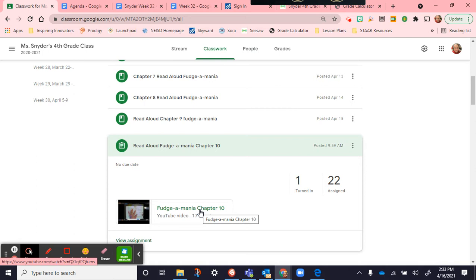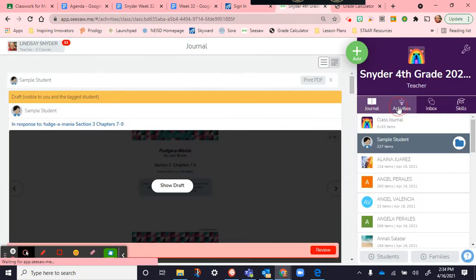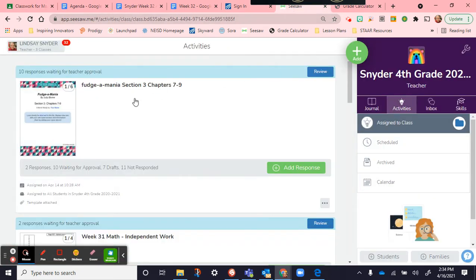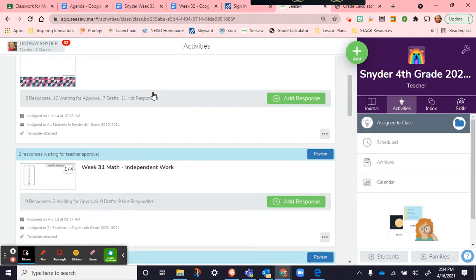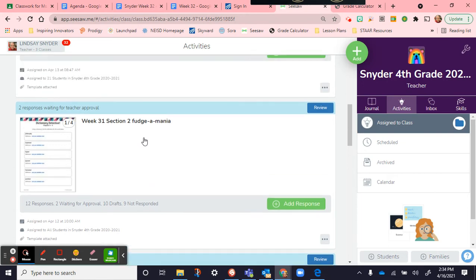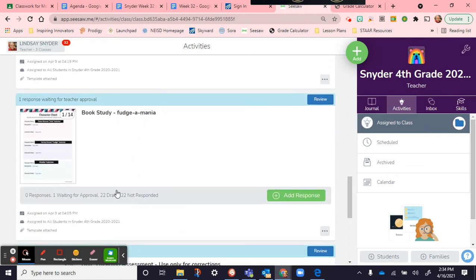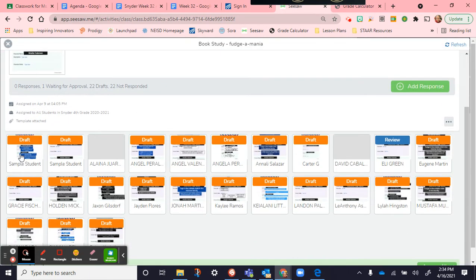And then in Seesaw, we have finished up section 3 and section 2 of Fudgemania. So these were the independent work that can be turned in. Together, we went over book study Fudgemania. So let me open up my draft here.